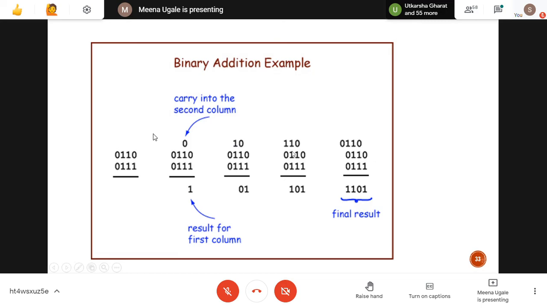1 plus 1, answer will be 0. Carry generated is 1. That 0 plus 1 will be 1. And finally, this 1 is there. 1 plus 0 will be 1. So your final answer written here will be, see the final column, 1, 1, 0, 1.